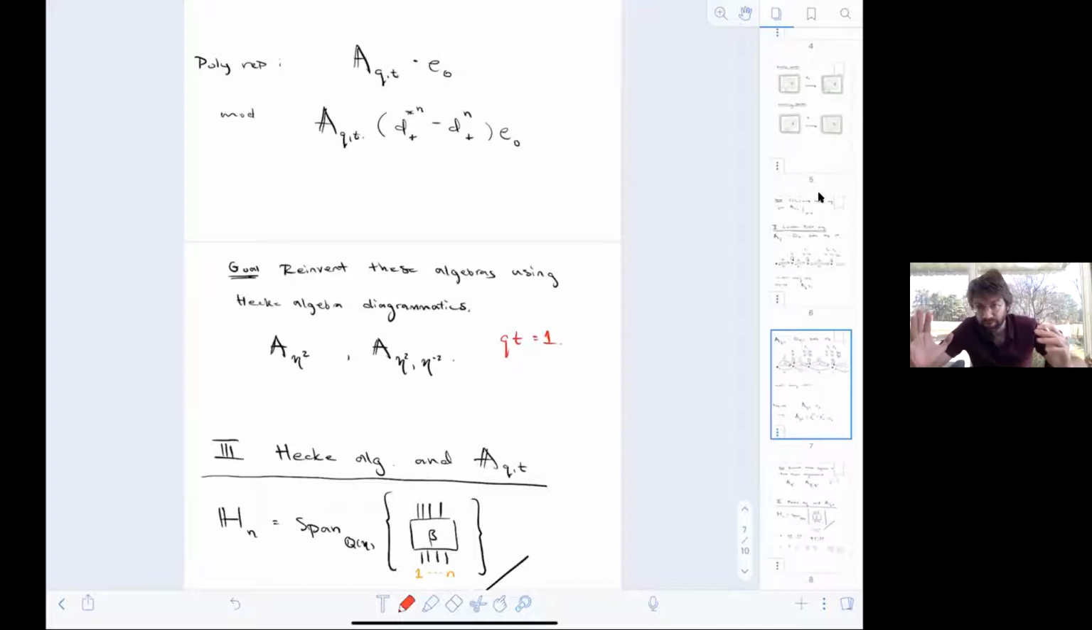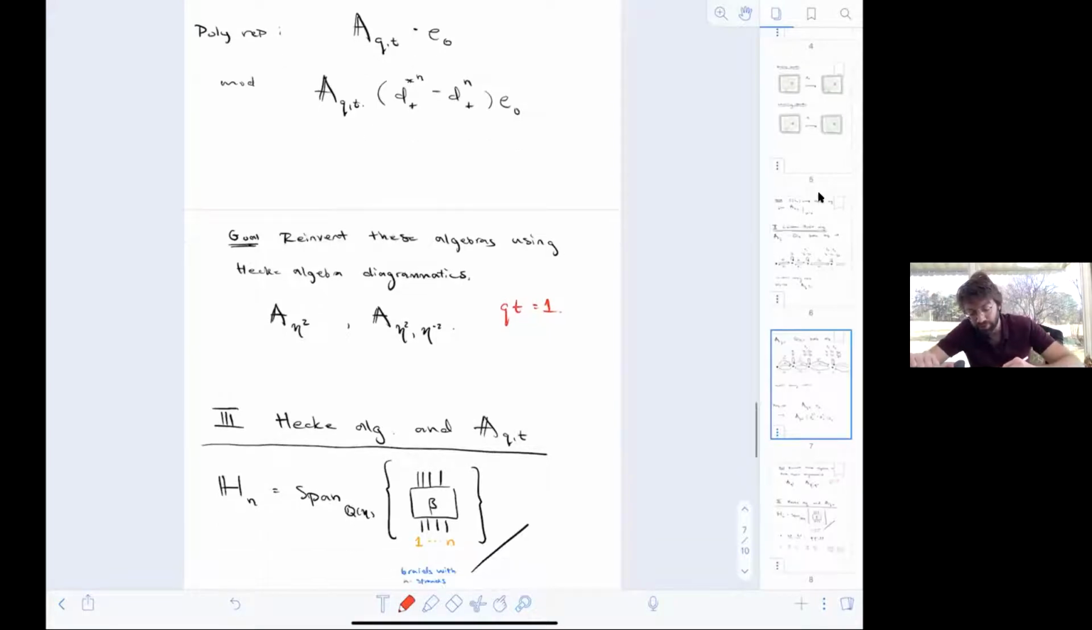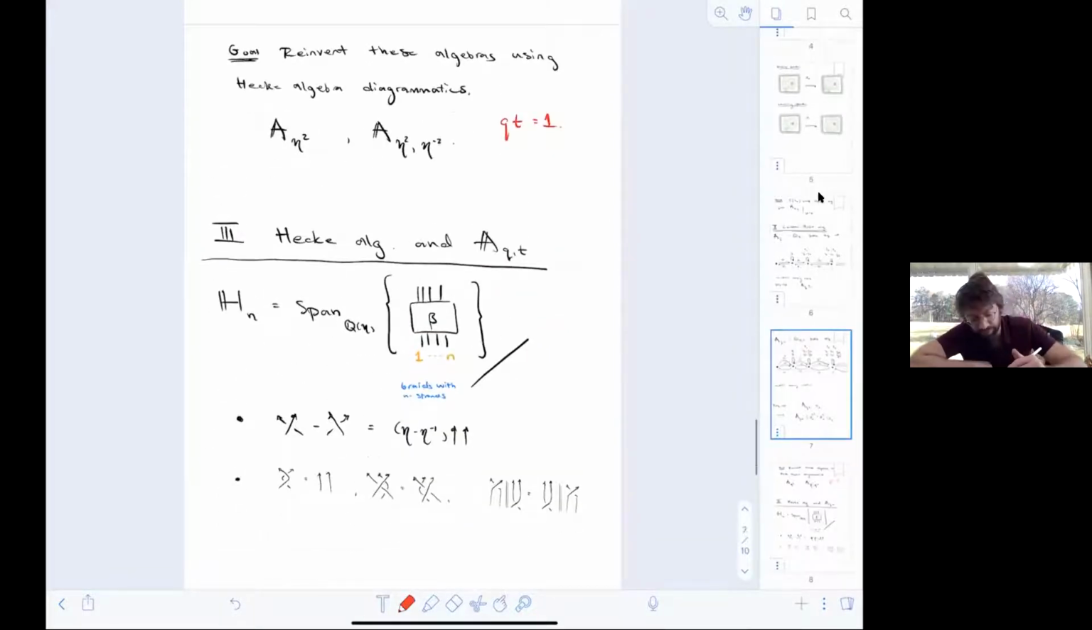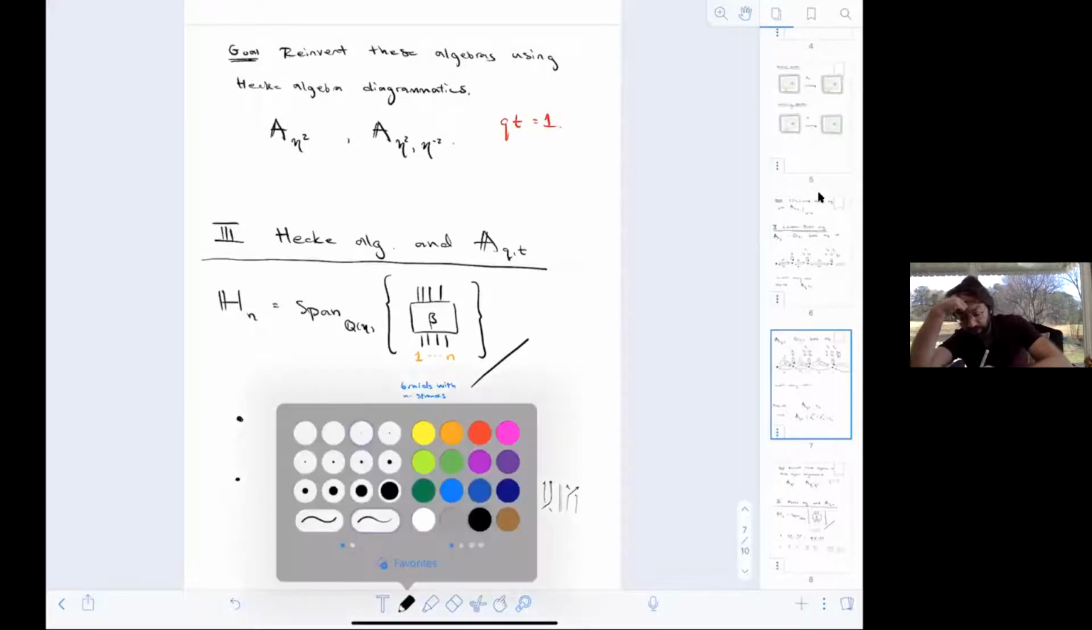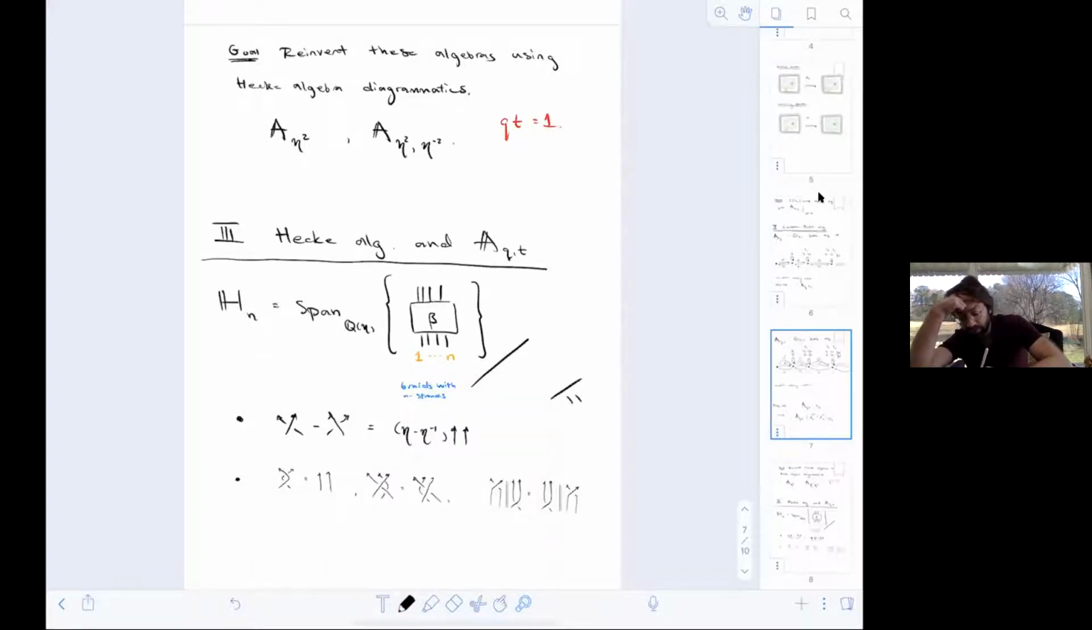But anyway, that's the goal. So I have to describe Hecke algebra diagrammatics, and then I have to describe the graphical operators that recover these Carlsson-Mellit operators and relations. So for the Hecke algebra diagrammatics, instead of taking string diagrams which represent permutations, we take the braid group. Just to remind everyone who may not be familiar, we take formal linear combinations of braids with n strands.